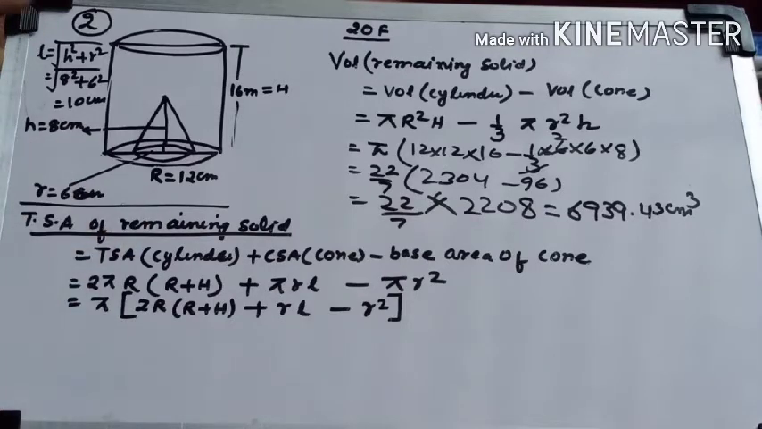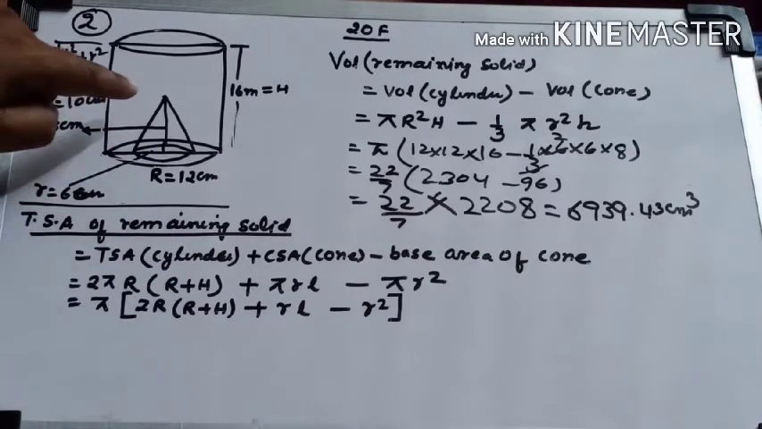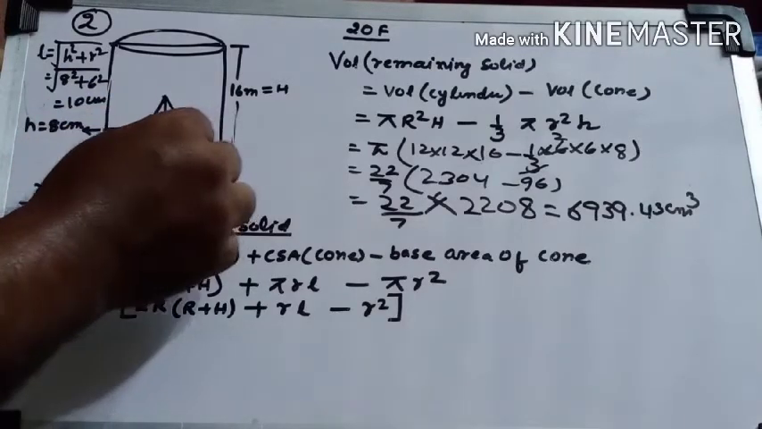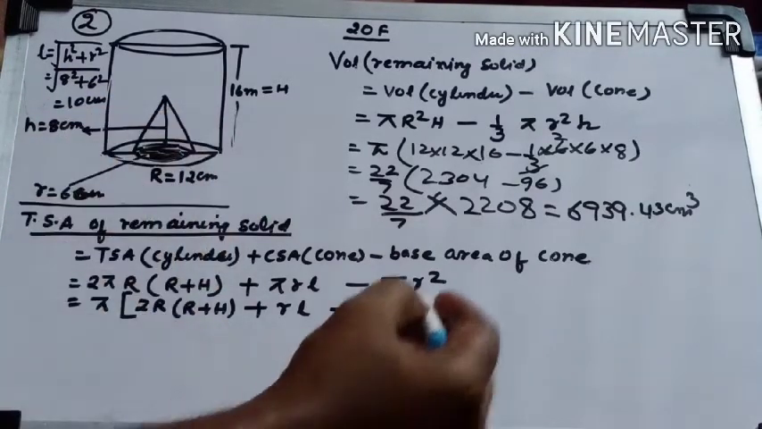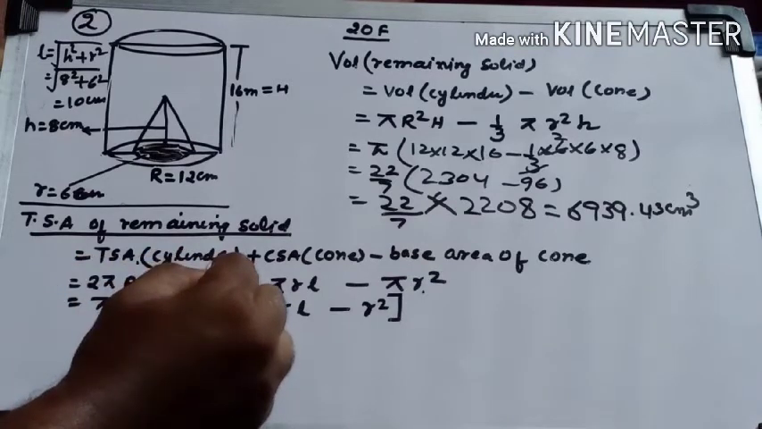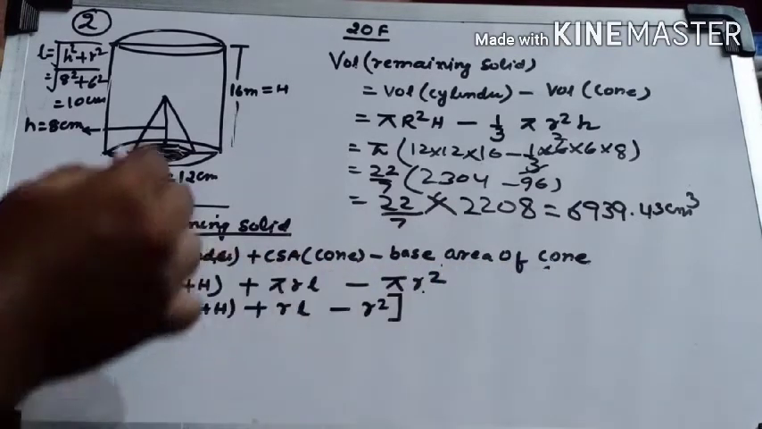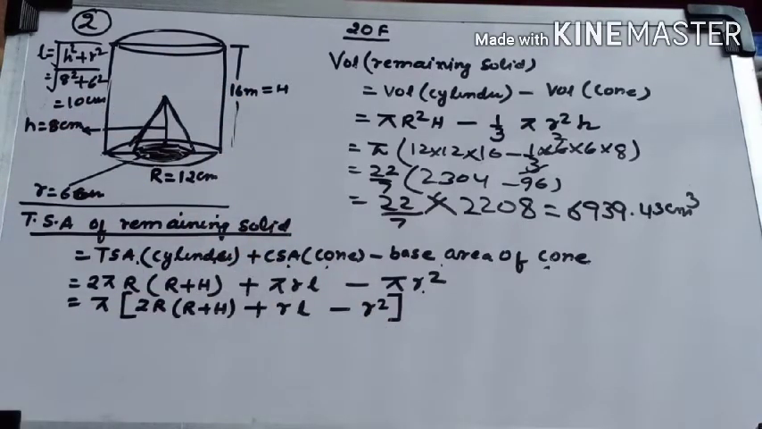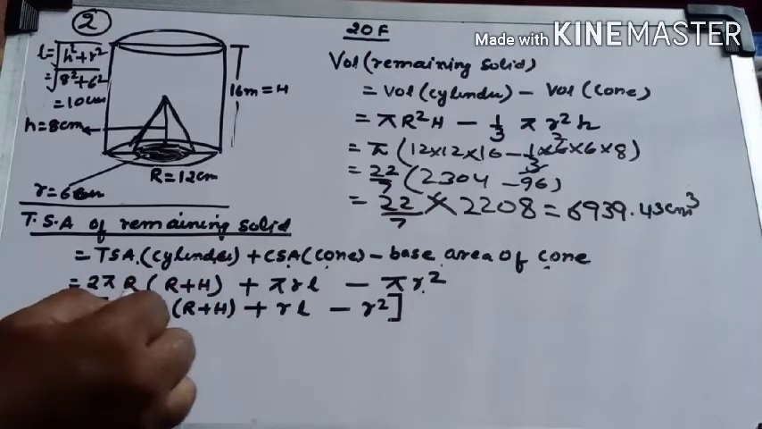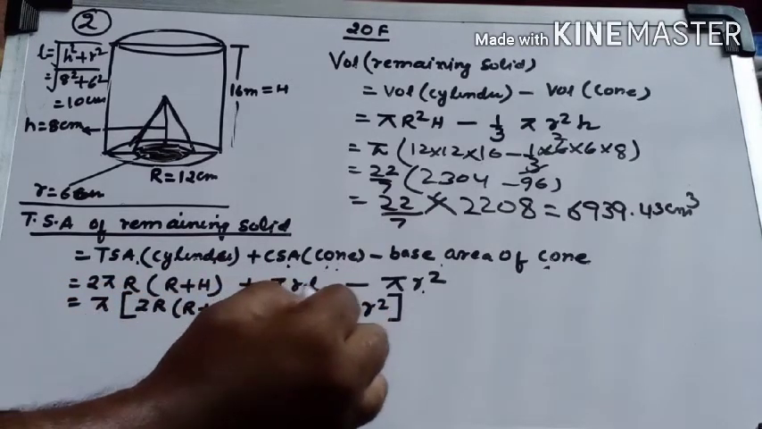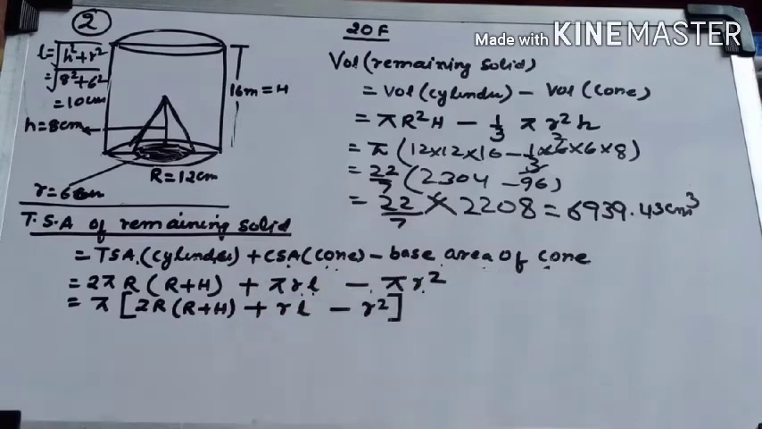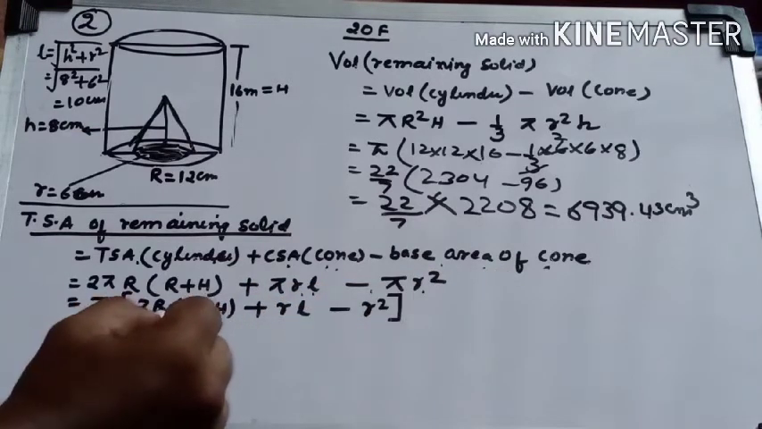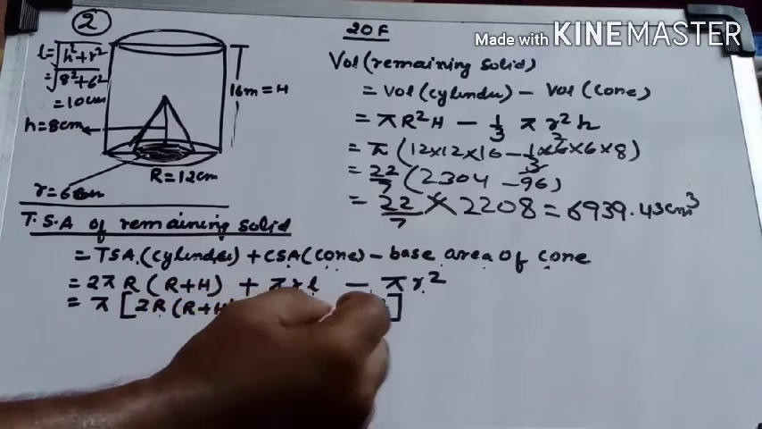We are coming to the second part of question, where it is asked find the total surface area of remaining solid. Since the cylinder is solid, so its total surface area we will calculate, and from it will subtract this area of base of the cone, that is equal to pi r square. So total surface area of cylinder minus base area of cone, and since this portion is hollowed out and which is conical in shape, so its curved surface area we will add. So total surface area of cylinder formula is 2 pi r into r plus h. Curved surface area of cone is pi r l minus area of base of cone is pi r square. We will take pi as common, so it is 2r into r plus h plus rl minus r square.